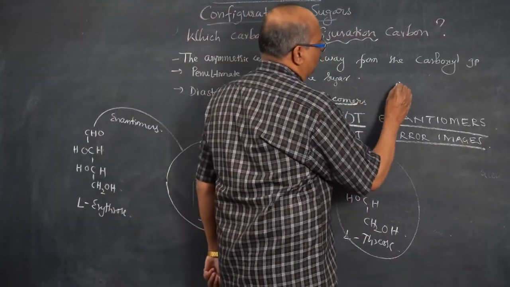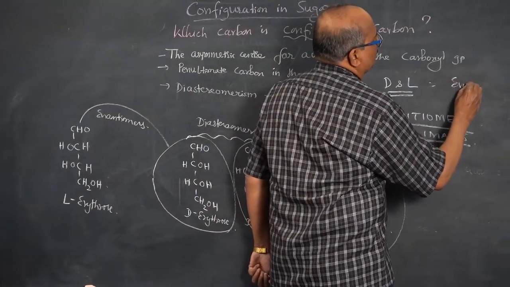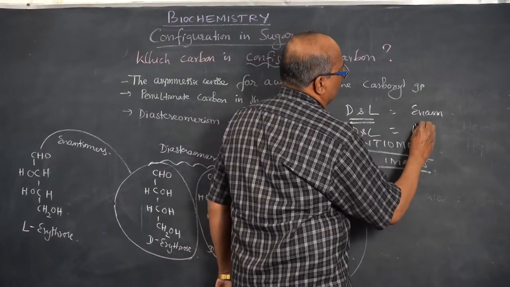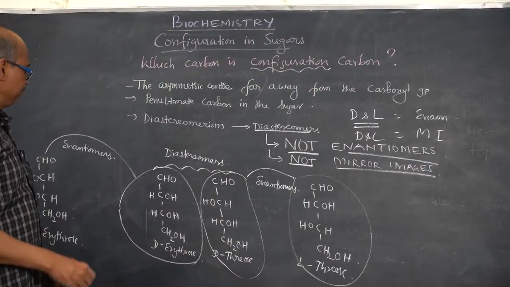D and L forms, they are enantiomers, and D and L forms are mirror images that cannot be superimposed.